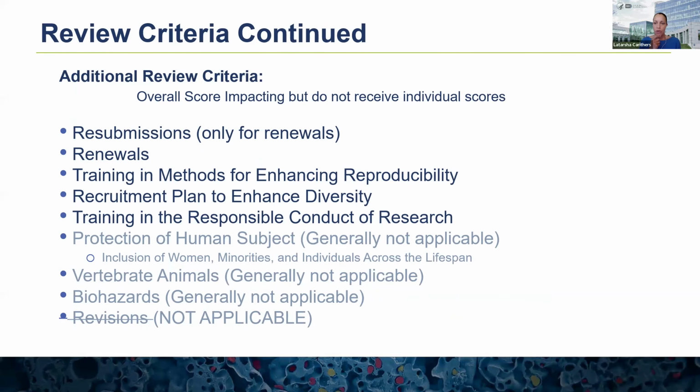All right, so the review criteria, in terms of additional review criteria, so these are overall score impacting, but they do not receive individual scores. These criteria are resubmissions, which Mercedes alluded to. Resubmissions are only allowed for renewals. Then we have renewals themselves, training and methods for enhancing reproducibility, recruitment plan to enhance diversity, and training in the responsible conduct of research. And then human subjects, inclusion of women, minorities, and individuals, vertebrate animals, and biohazards are generally not applicable, and revisions are not allowed, so they're not applicable. Next slide, please.